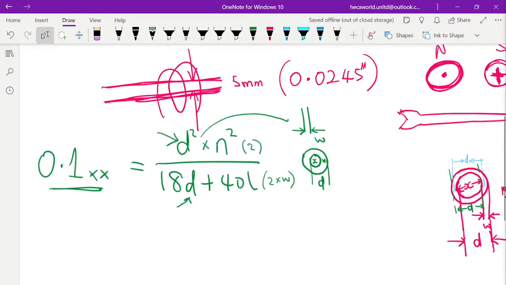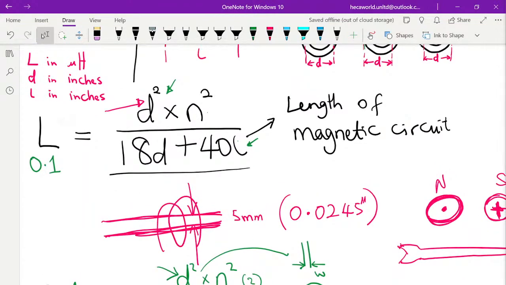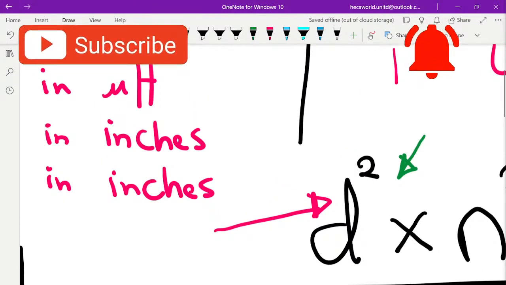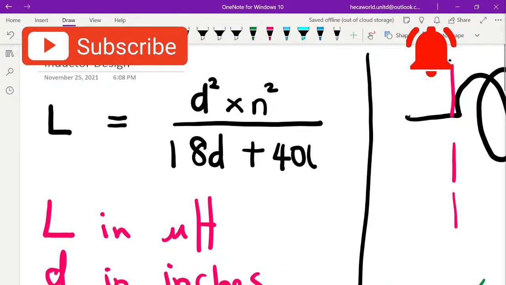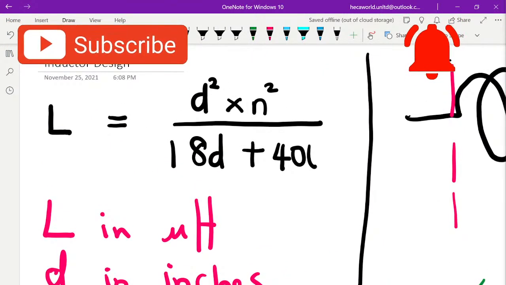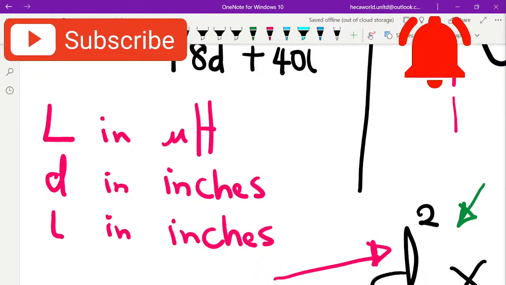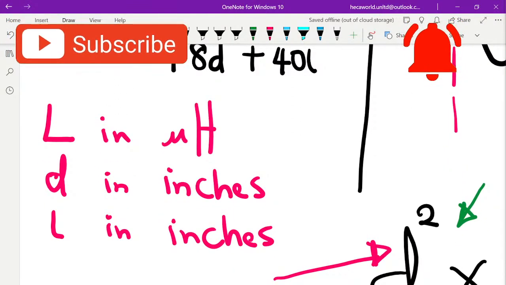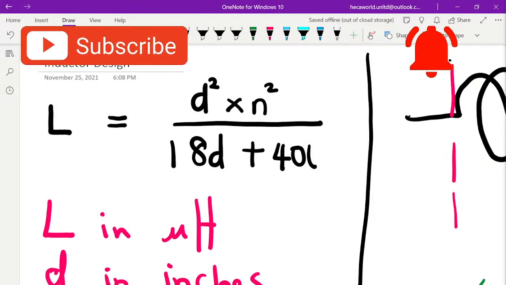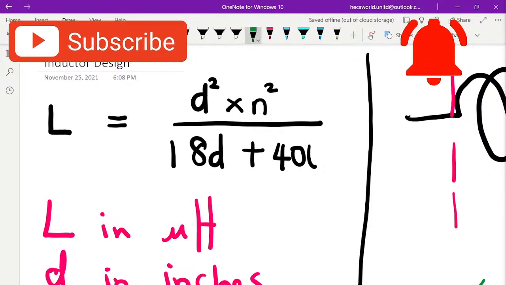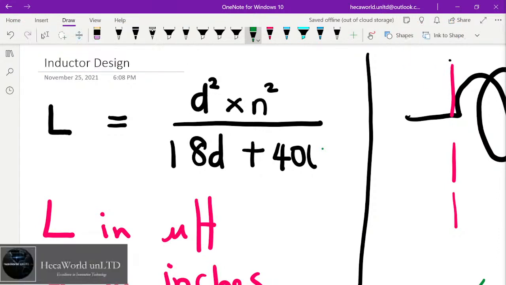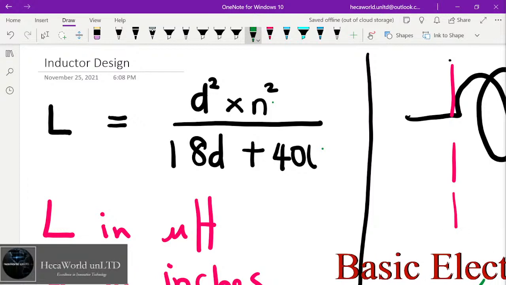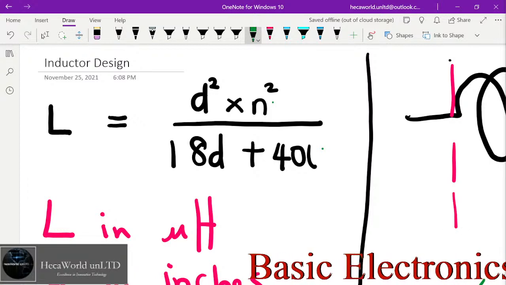Now, this unit, we know what the value is, to be frank, because we know the unit. Let's look at the units. So when you use this formula we have here, your unit for L is in microhenry, unit for D and l, small l, is in inches. That means if I have my D and N, I know my minimum l, because you can actually stretch it to be more, but I'm talking about the minimum value.